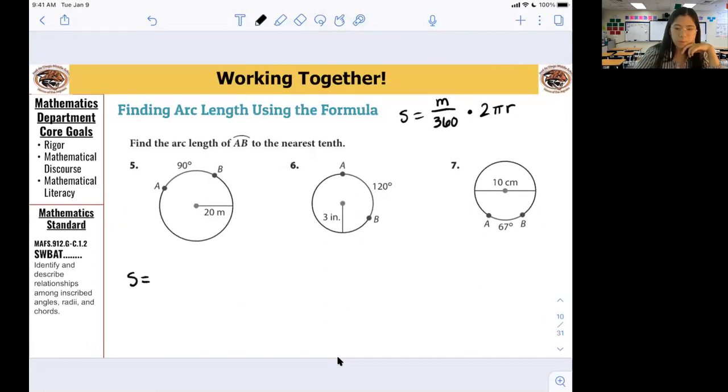So what's M for number 5? What do I plug in for M? Jalen, Rios, cut it out. Focus on my problem. What do I plug in for M? 90. 90 over 360 times 2 times pi times what? 20. And give me your answers in terms of pi. So we'll keep these in terms of pi. Go ahead.